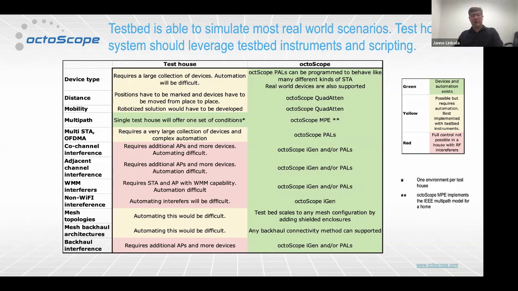So focus on the red, right? These are all the interference scenarios with the test house. So if you have a test house that's in a densely built environment, you're going to have interference coming from that environment. And while you, of course, can inject new interference into your test scenario, it's going to sum with the background interference. And so you don't really have interference under control, right?